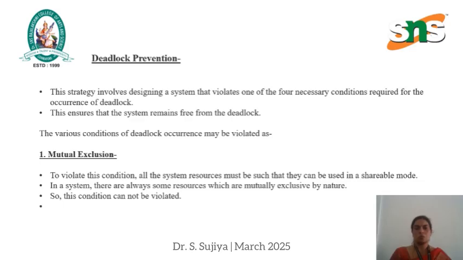The first one is mutual exclusion. This is a condition where system resources should be in a shareable mode, and there are always some resources which are mutually exclusive by nature, and this condition cannot be violated. This is mutual exclusion, and it is one of the necessary conditions required for deadlock.